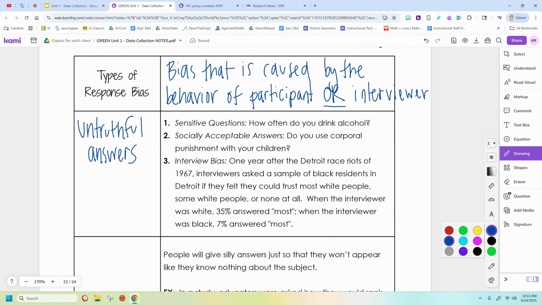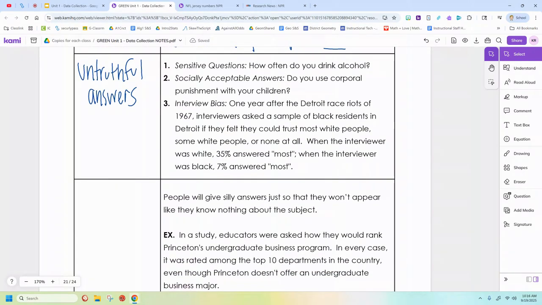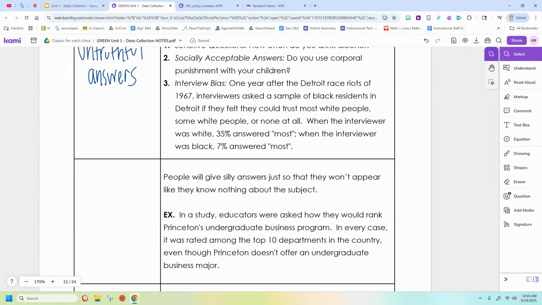So who the interviewer is, how they come across, can also affect what's going on. It's about whether you feel comfortable with the person interviewing you. And that's why we do things with anonymity instead, because you tend to get truthful answers.